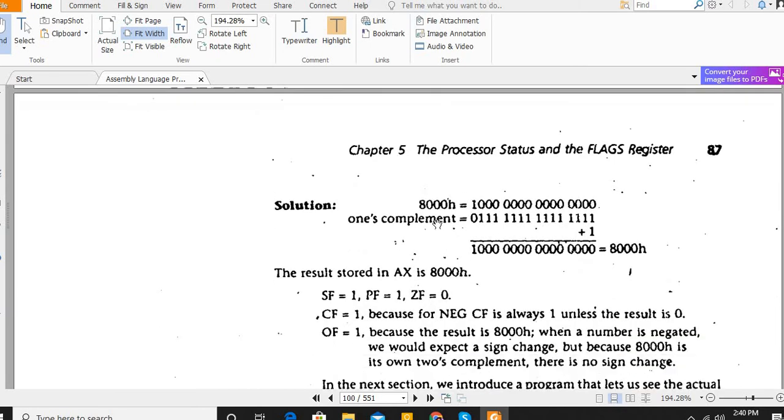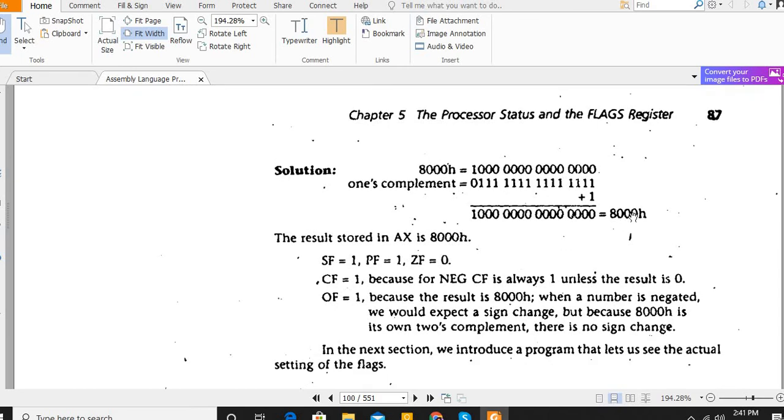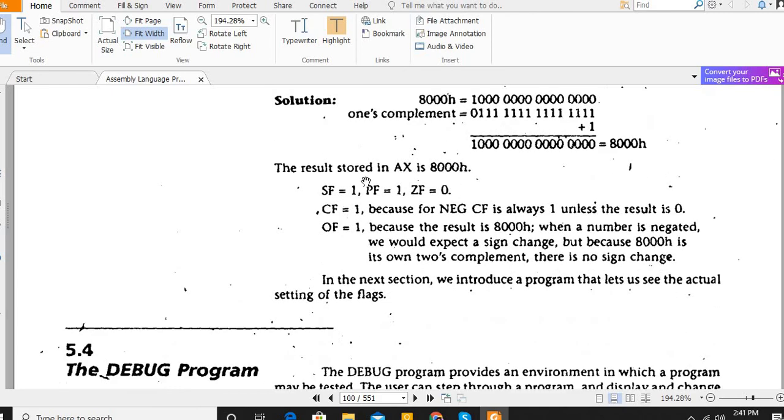So now we want to see an example here, 800H. When you are doing the negate operation here, your result is again 800H. It's a magic number. You see the result of the negate operation is exactly the same as your input. So the result is stored in AX, and the flags are SF equal to 1, PF 1, ZF 0. Carry flag will be 1, because for negate CF will always be 1.